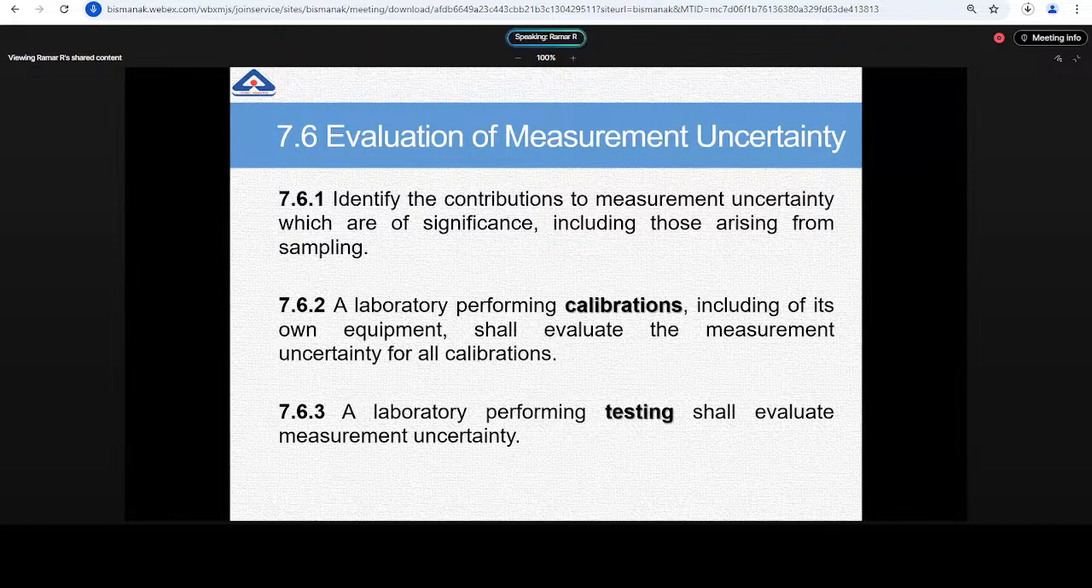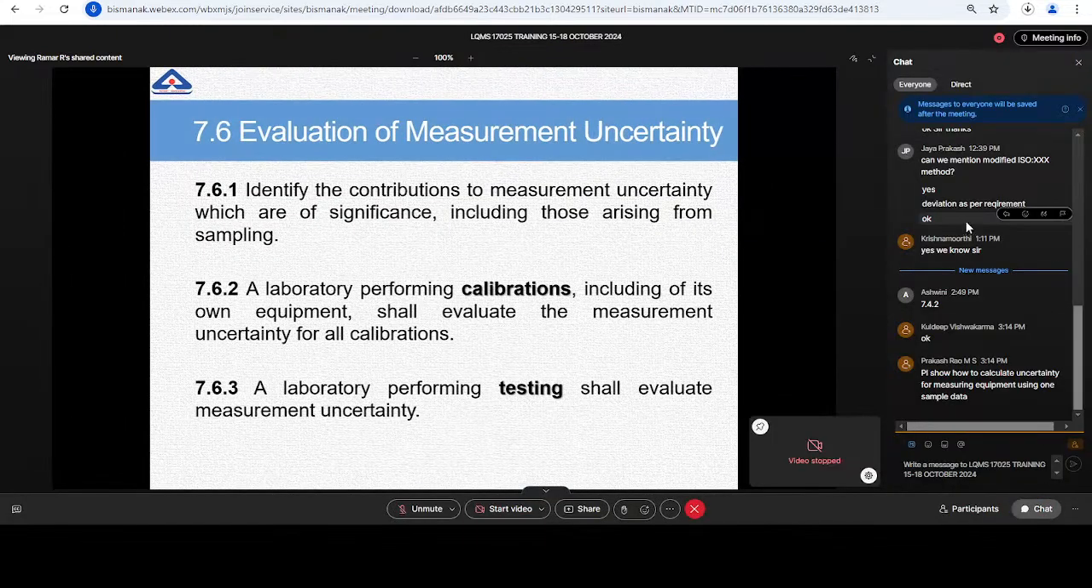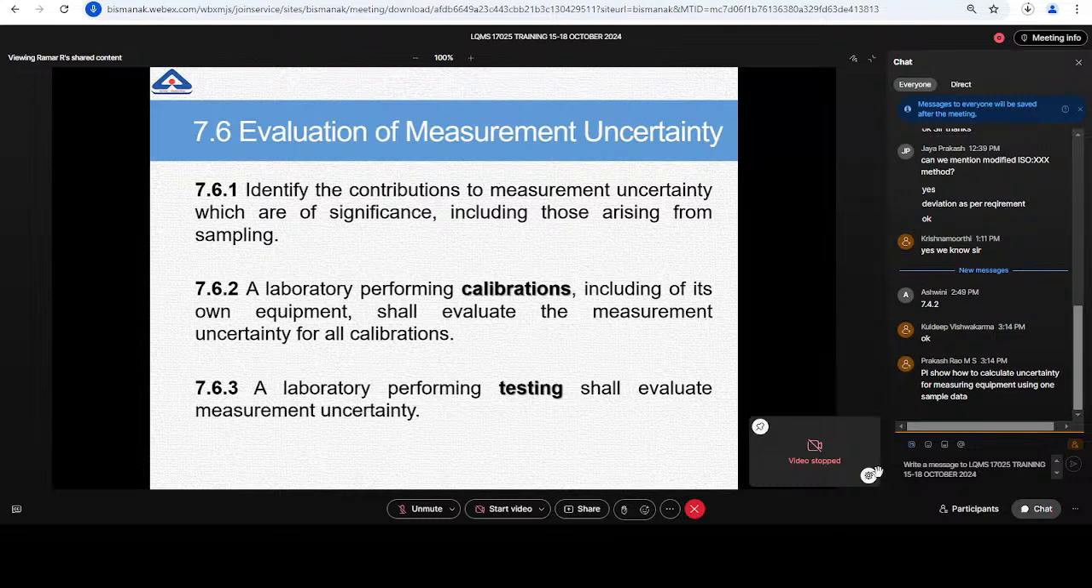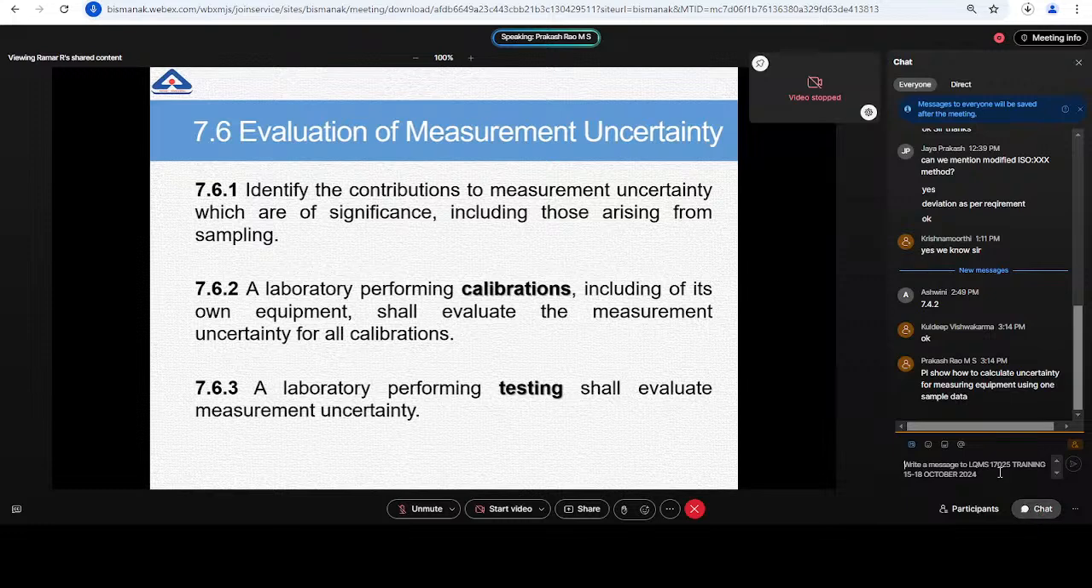So measuring equipment, how to calculate uncertainty for that, you mean you are talking about calibration. Yes, I am basically from testing personnel. Yes, sir, this is for the calibration only. Okay, so maybe I will ask sir, because I am not that qualified to talk about calibration activities, because basically I am a testing person. Okay, sir.